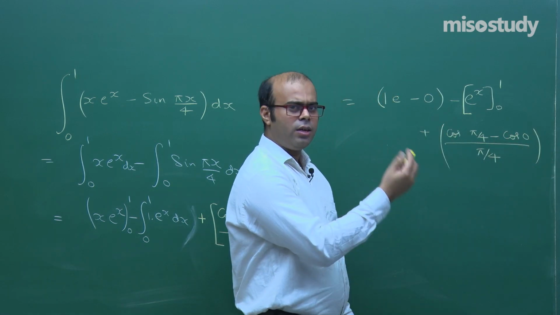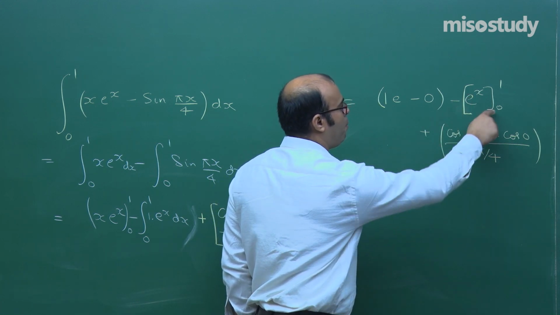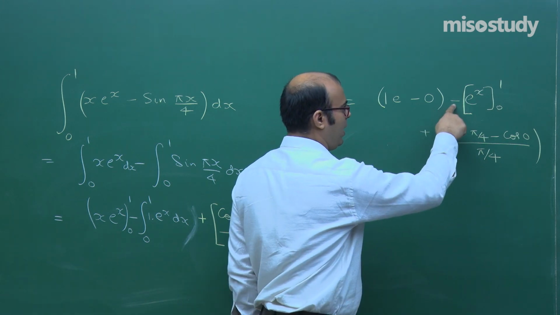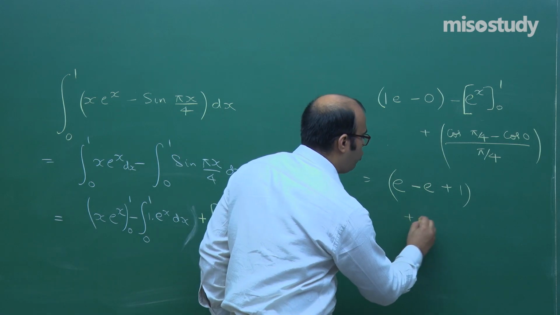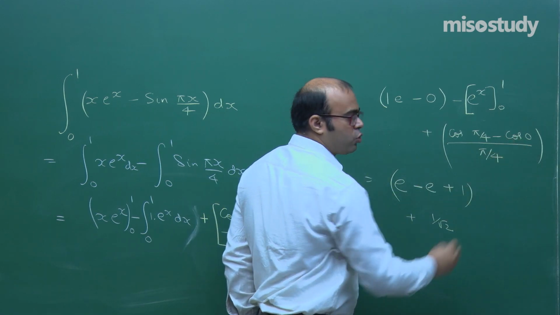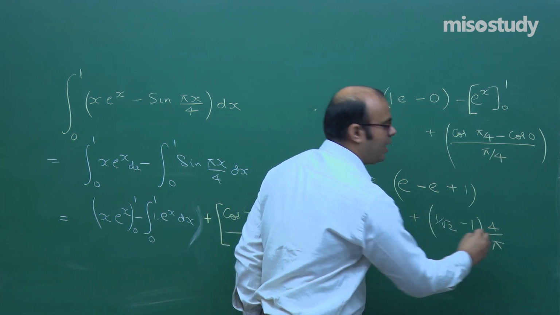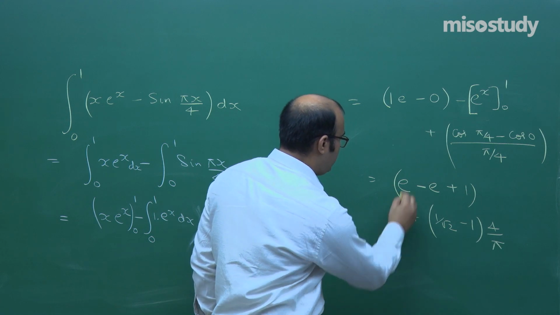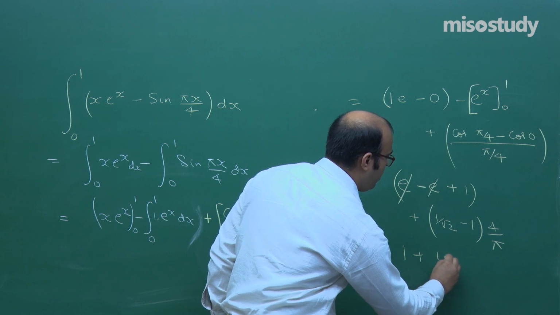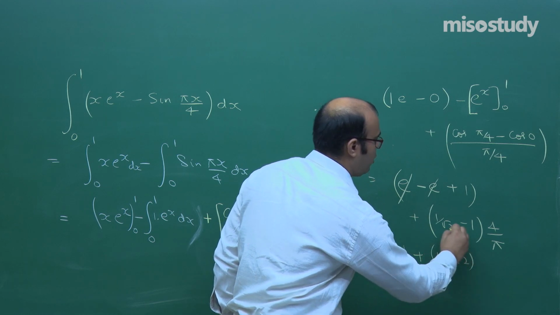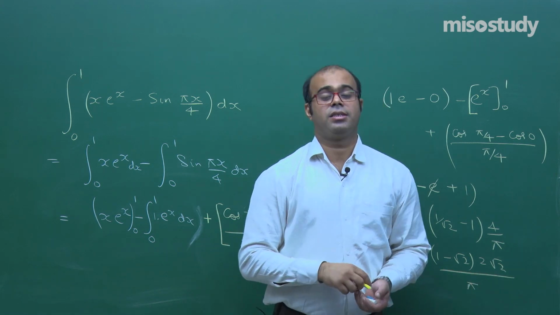So, we are just calculating now. This is e only, and here also e minus e to the power 0 is 1, so this is minus, again plus 1. What will happen here? Cos pi by 4 is 1 by root 2, and minus cos 0 is minus 1, and pi by 4 will become 4 by pi when you take it in the numerator. So this e and e cancel, 1 plus, here it becomes 1 minus root 2, and root 2 times 4 is 2 root 2, upon pi. So this is the final answer which we get.